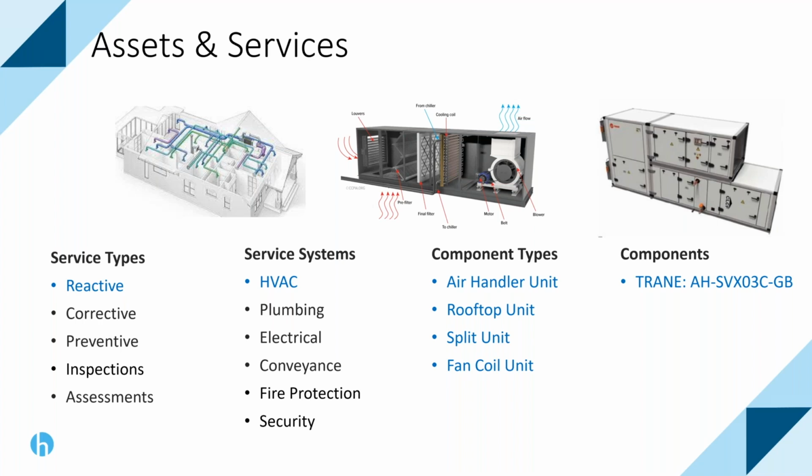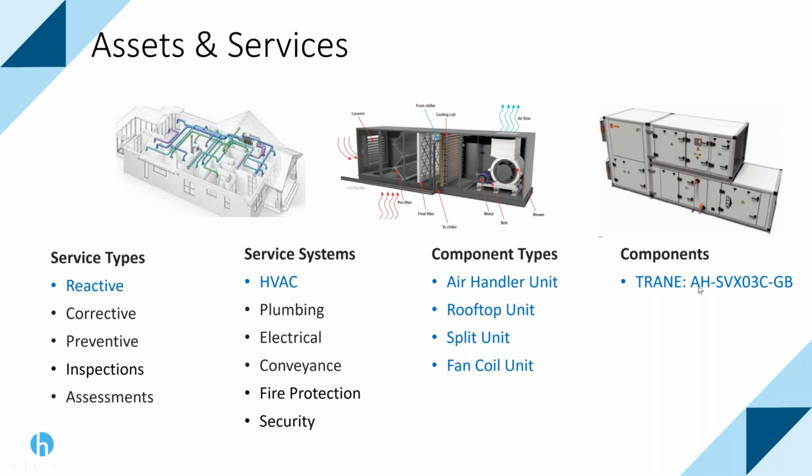And all of those generally are provided against a series of systems. And we talked a little bit about systems in the first session. The HVAC systems, air conditioning, plumbing, electrical, the conveyance systems, elevators and escalators, fire protection and security systems, and the list kind of goes on. But within each system, and this is in every building in the world, there are certain component types: air handler units, rooftop units, split units, fan coil units, etc.